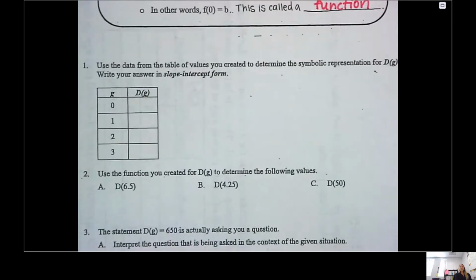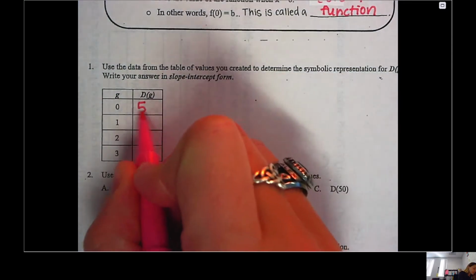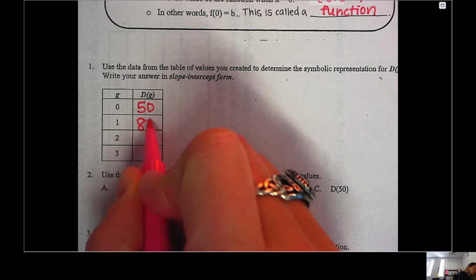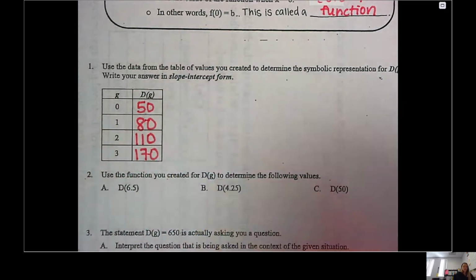Okay. So number 1, it says use your data from the table of values you created over here, and then we're going to determine a symbolic representation. So all I want you to do is just copy the same numbers that you had over on the left. We're just copying them down for a moment. So 50, 80, 110, and 170. Okay.